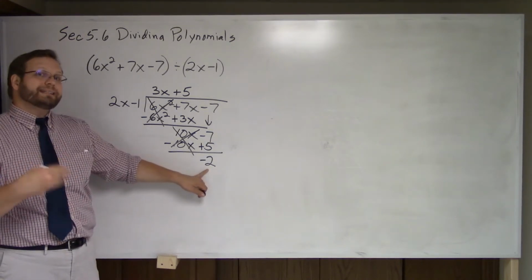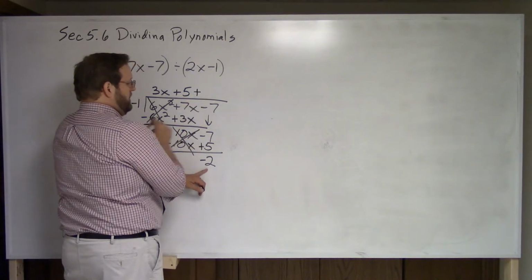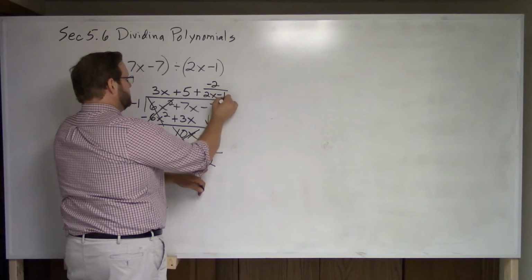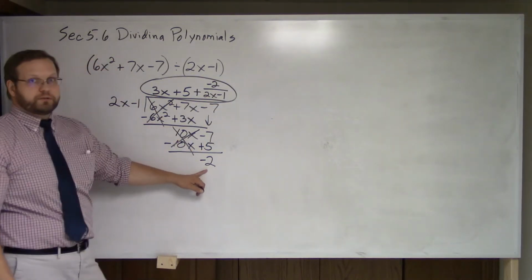Now, how do we write the remainder? We would put a plus, then that remainder over the divisor. And this whole thing is your answer.